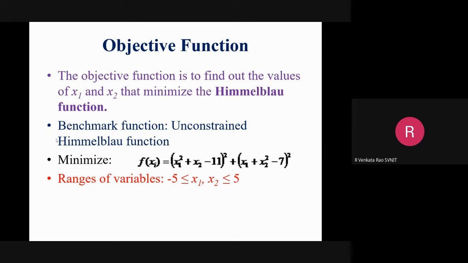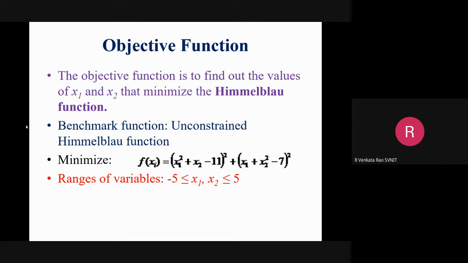If you try different combinations of x1 and x2, you will get different values of f(x). For a particular combination of x1 and x2, you will get the minimum value, which is considered the optimum value. In this case, the known solution to this problem is x1 equal to 3, x2 equal to 2. If you substitute those values, you get a minimum value of f(x) of 0. For example, substituting x1 = 3 and x2 = 2, 3 squared plus 2 minus 11 is 0. The next term, 3 plus 2 squared minus 7, is also 0. So 0 squared plus 0 squared is 0, and f(x) is 0.